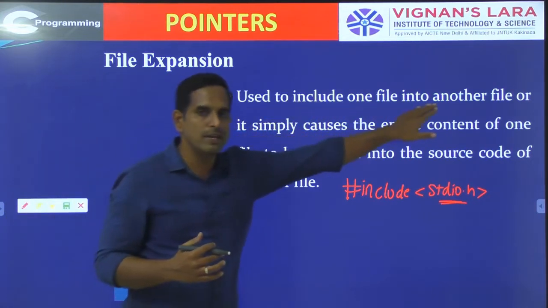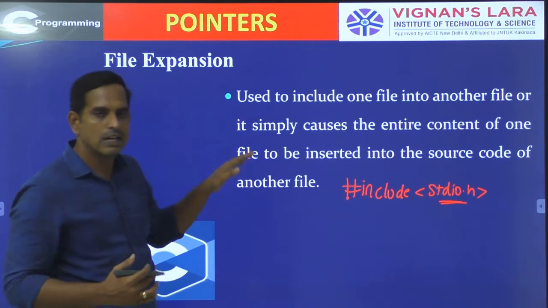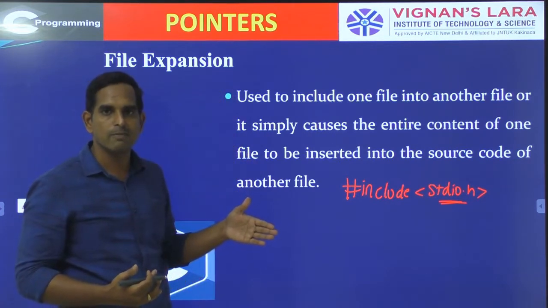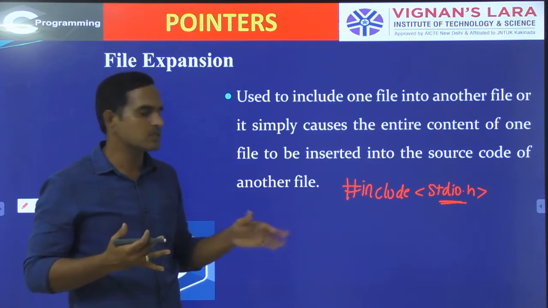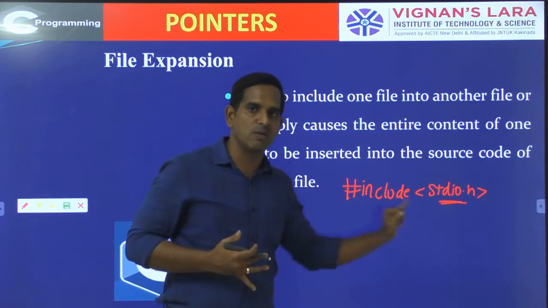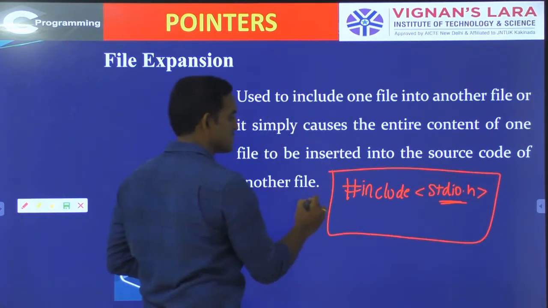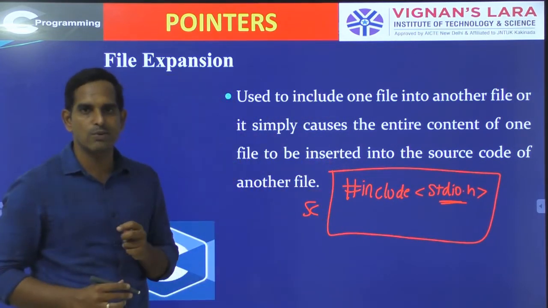So one file will be presented into another file. The entire contents of that file will be copied into this particular file. What your preprocessor does is, it will remove this line from your source code. So initially in your source code you will be writing this hash include stdio.h.